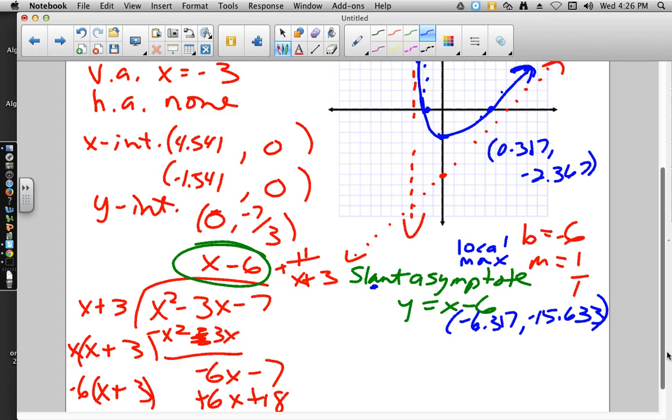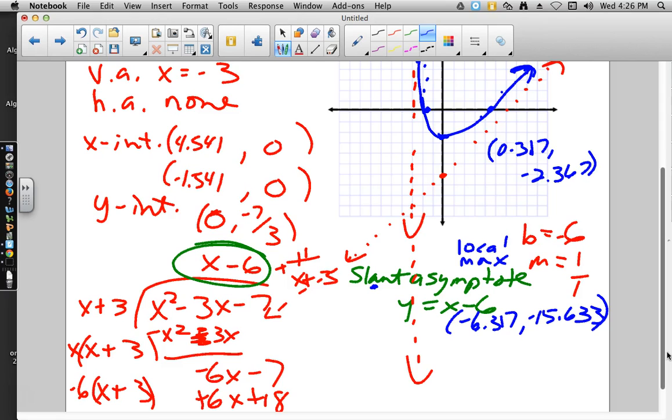We have that nice slant asymptote, and we could certainly extend both of those. And then just find a couple of points. That was -6.317, so maybe try -7 and -8 in there and see what we get. You go back to that original and you punch those in so that you can see what a -7 and a -8 are going to give you.